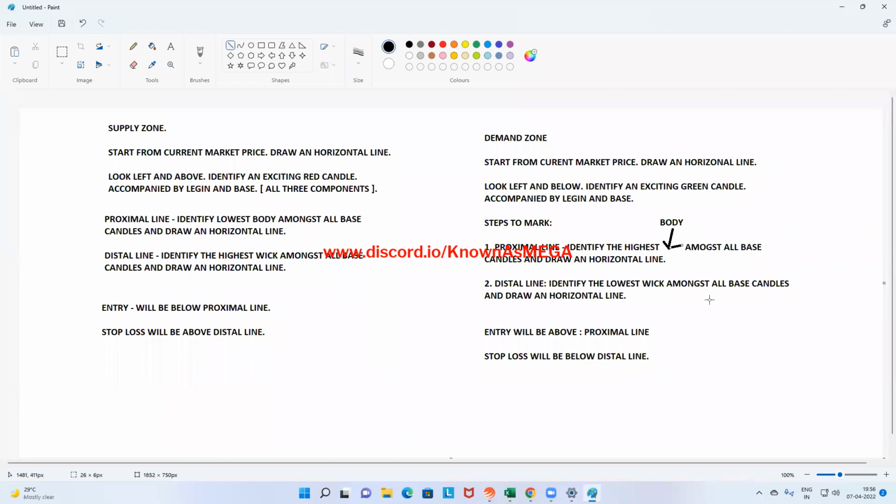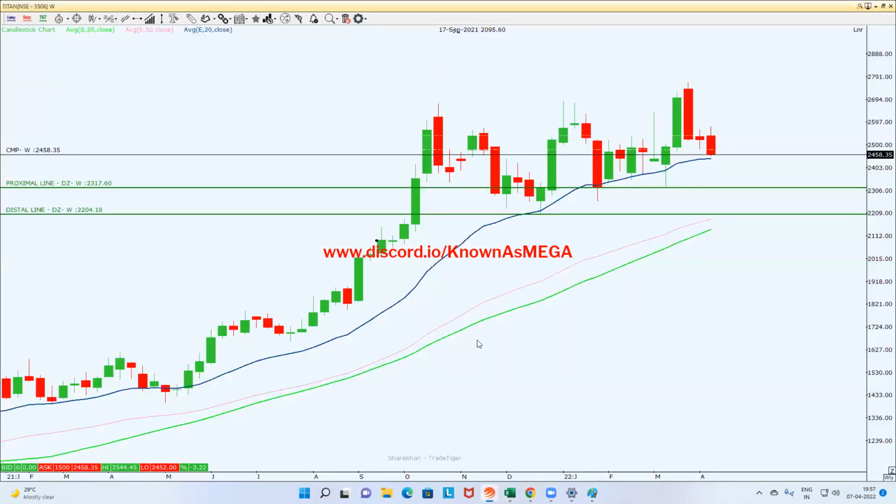Guys, is it clear? Correct. Somebody asked whether the leg out should be green for demand and red for supply. Correct, Rupesh, you're correct. So take a screenshot of this and we'll get into charts.